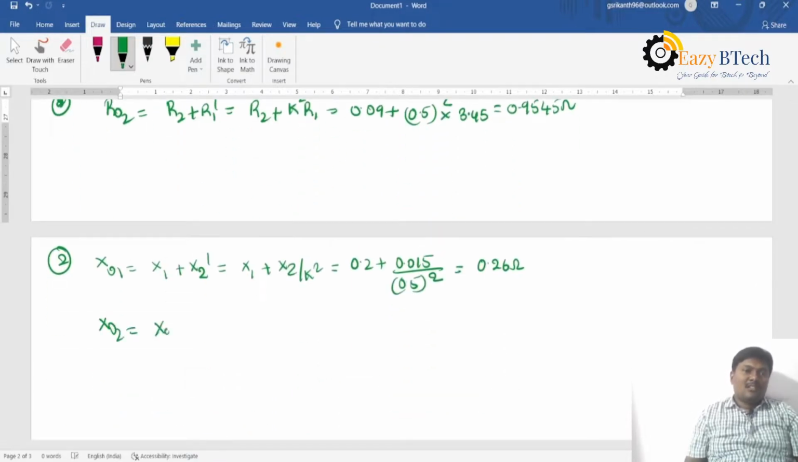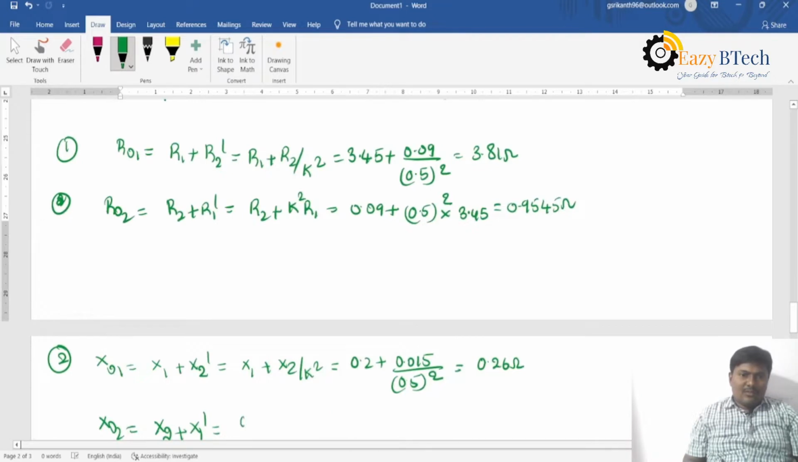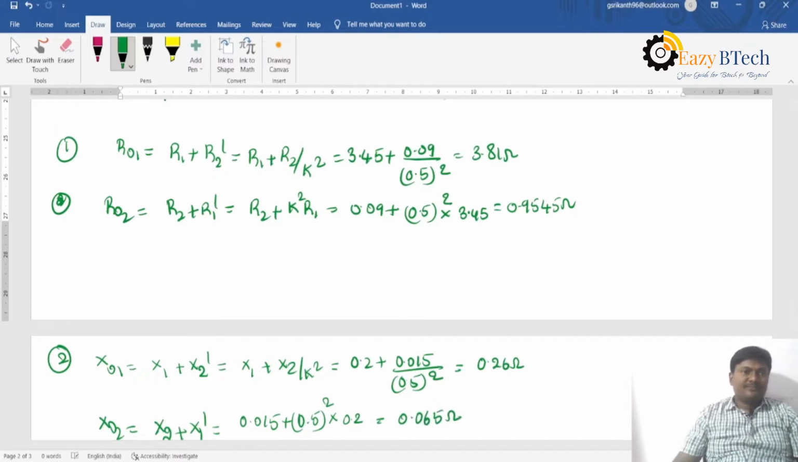X02 is equal to X2 plus X1 dash. What is X2 plus X1 dash? 0.015 plus K square X1. The formula is 0.5 square into 0.2, so 0.015 plus 0.5 square into 0.2. Then I got it as 0.065 ohms.